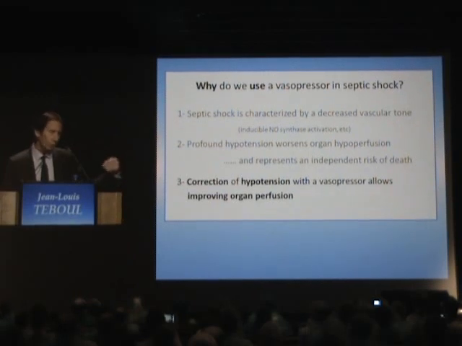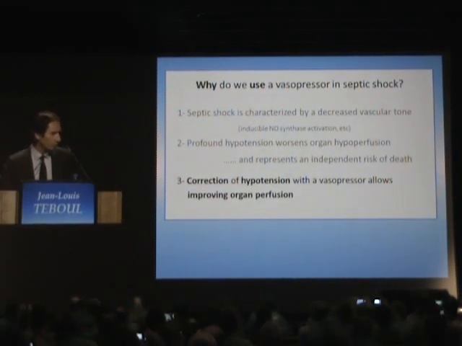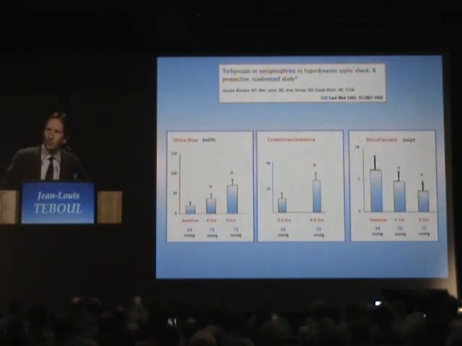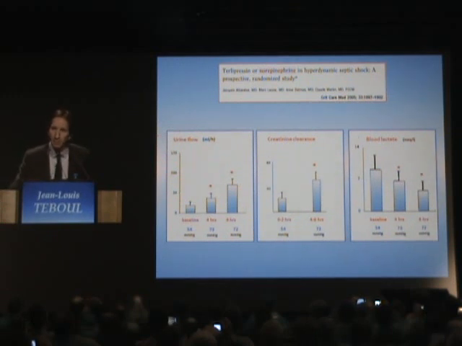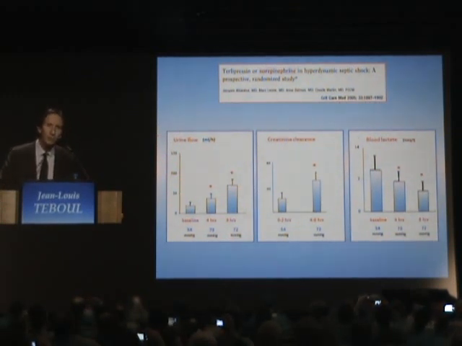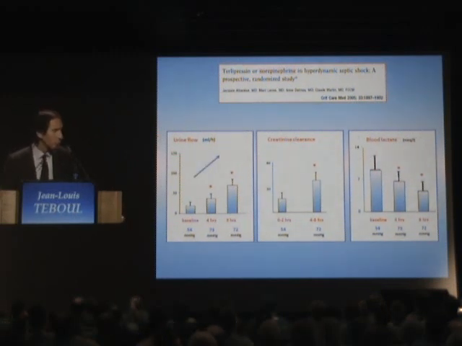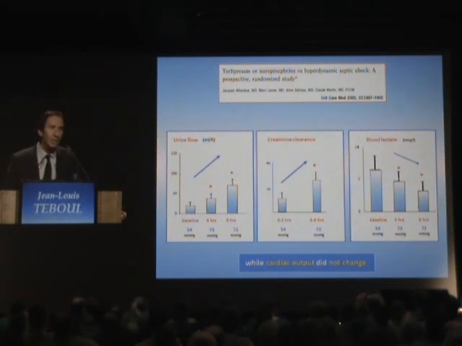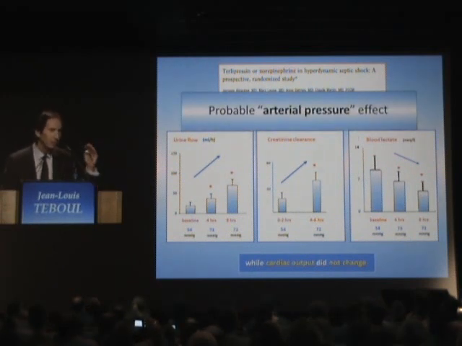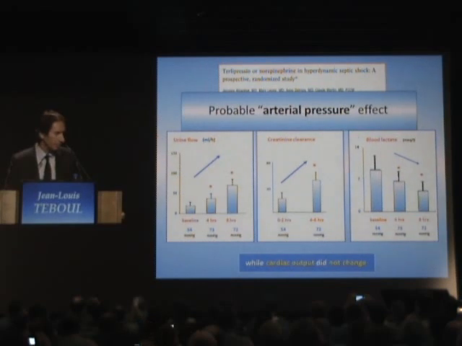And also we know that correction of hypotension with a vasopressor allows improving organ perfusion. And there are many studies. For example, this one from the group of Claude Martin in France. They gave norepinephrine to patients with septic shock. You can observe that at baseline, mean arterial pressure was very low, 54 mmHg. And they gave norepinephrine, and urine flow increased, creatinine clearance increased, and blood lactate decreased. Cardiac output did not change, so this was probably an arterial pressure effect.